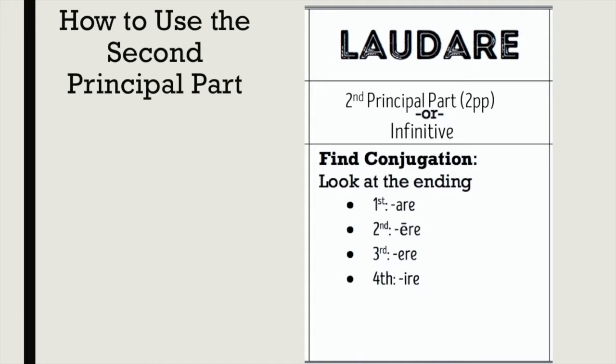And if it's first, it's going to have an ARE. If it's second, it's going to have an ERE with a long mark over it. If it's third, it's going to have a short E, or an E with no long mark, and if it's fourth, it's going to have an IRE.